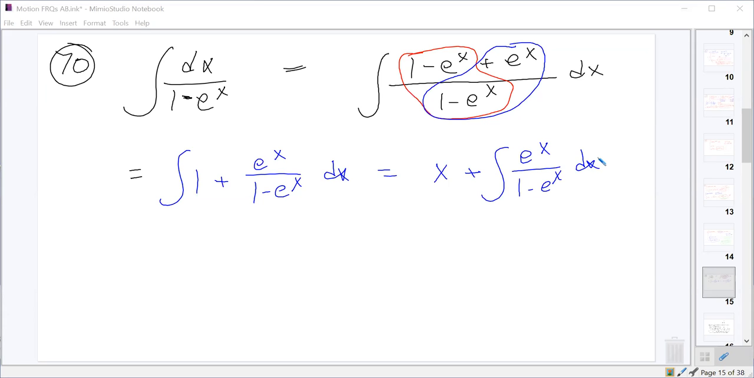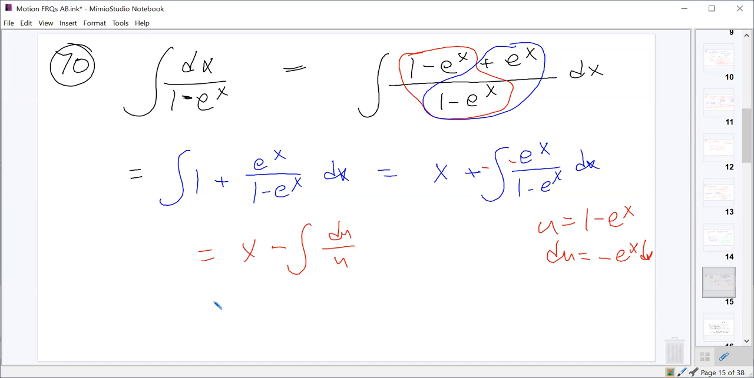You guys were looking at something like this in a similar way. We're trying to do a u sub, right? U equals 1 minus e to the x. Du is negative e to the x dx, so negative, negative. We end up with x minus the integral of du over u, or x minus natural log absolute value of 1 minus e to the x, plus your constant. Good or no? Wonderful.